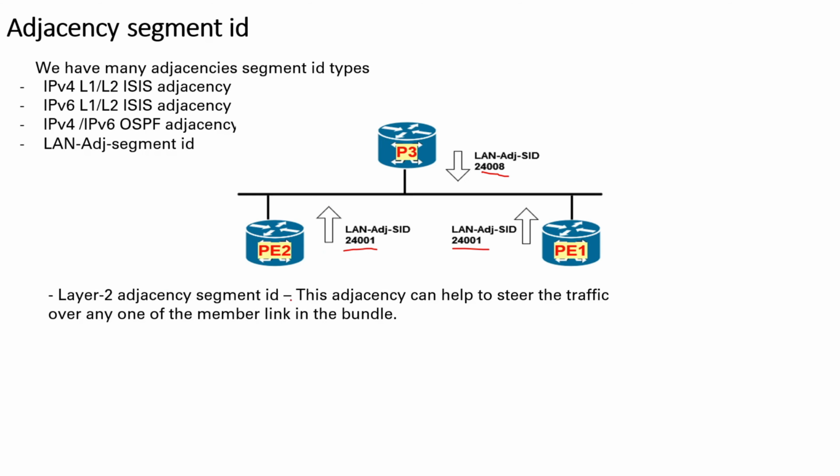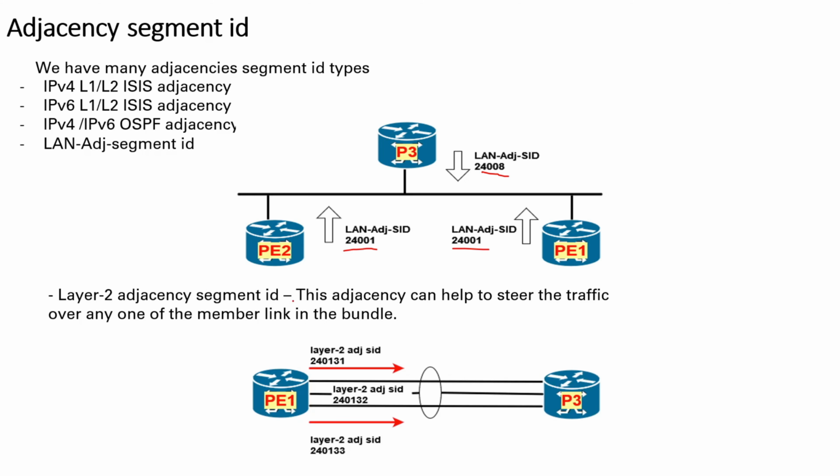We have layer 2 adjacency segment IDs. So this segment ID we use in the case of a bundle scenario, where we need to push the traffic over a particular member link. So let's say we need to route the traffic over this first link, then the head end will push this particular label on the IP packet, so that the traffic goes via this particular member link.